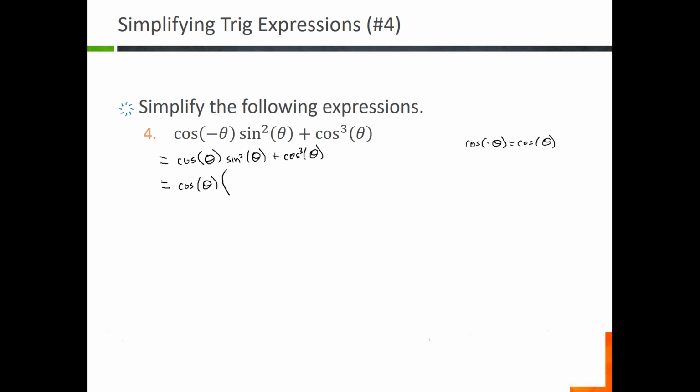So if we factor out a cosine of theta, we're left with a sine squared theta plus, if you have cosine cubed and you pull 1 away, you're left with a cosine squared theta. And if you remember, sine squared plus cosine squared is equal to 1. So I have the cosine of theta times a 1, which just turns out to be cosine of theta. Okay, so we took this more complicated expression and we were able to rewrite it as just cosine of theta.